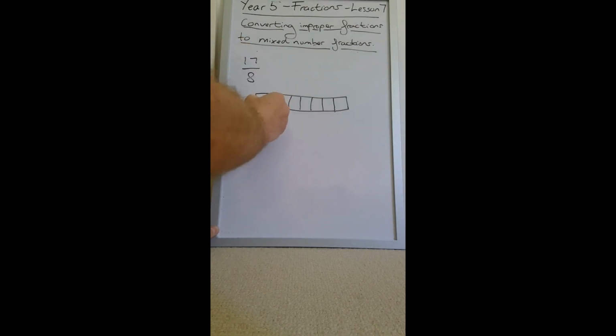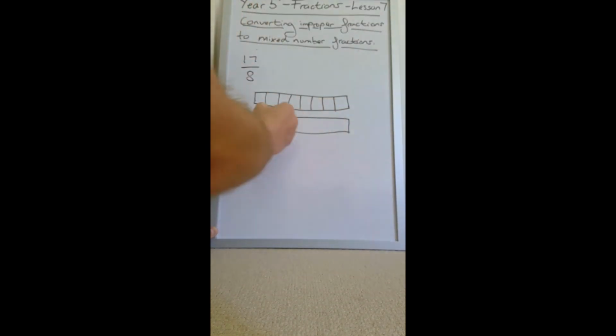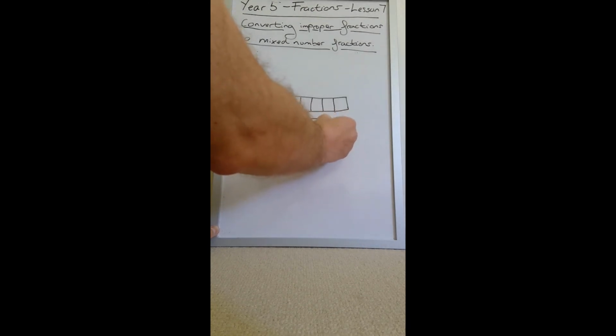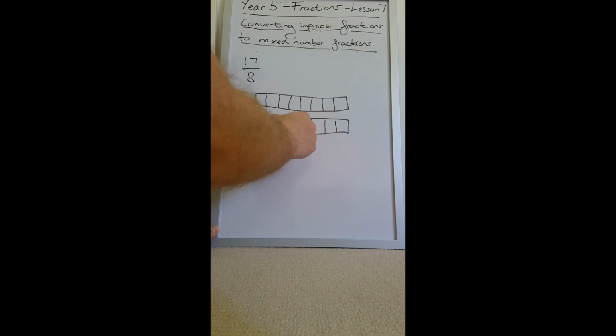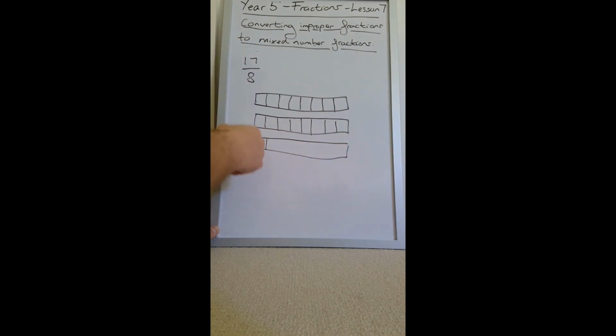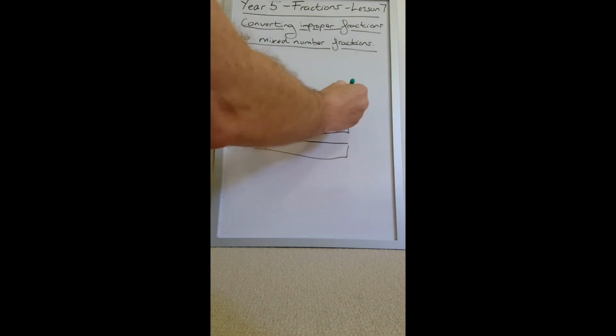So I know I have 8 here. I'm going to draw another whole, because I know that 8 plus 8 is 16. One, 2, 3, 4, 5, 6, 7, 8. So now I have 8, 16. I know that if I draw another whole, but this time I only need 1 part of it, I can highlight to show what I'm using.